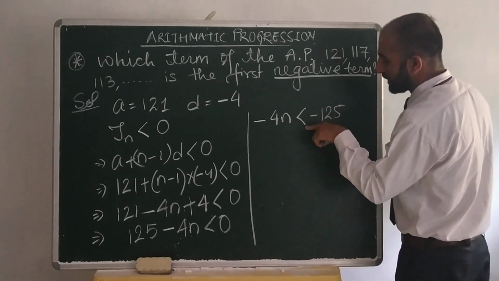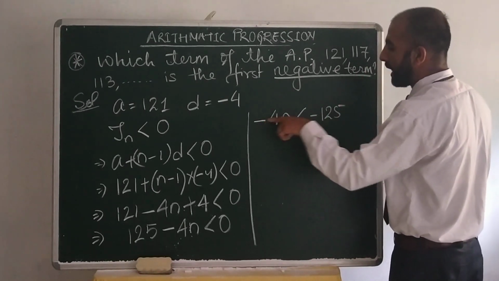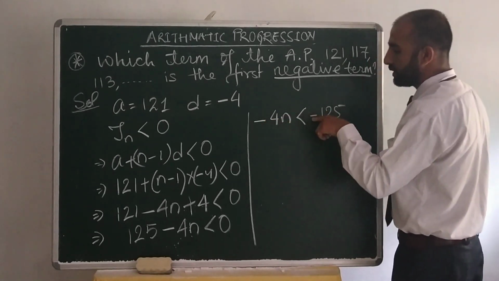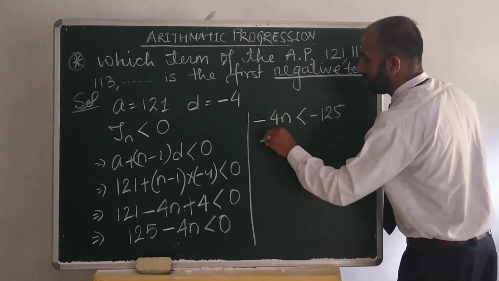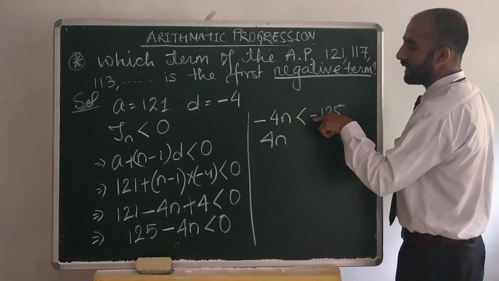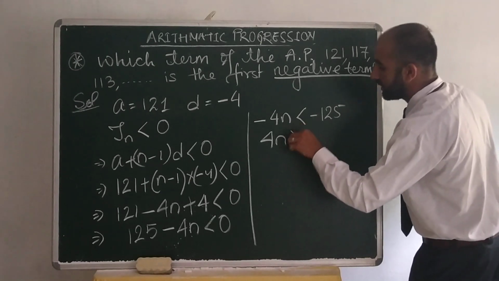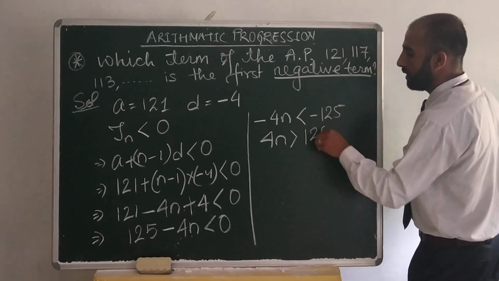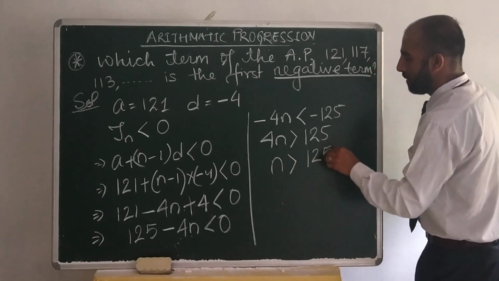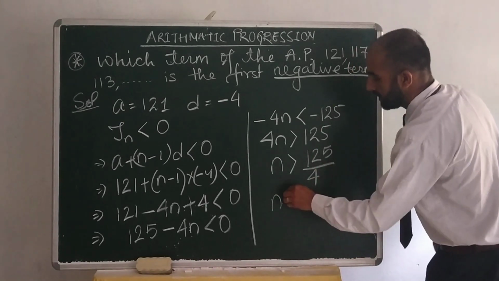Okay, this is an inequation, which we have done already before, and we know what we are supposed to do when we have to change this negative sign into a positive sign. So I'm going to change this negative sign into a positive sign. Just watch it carefully. 4n, I'm changing this negative sign into positive sign, so this inequality sign will get reversed. That means 4n is greater than 125. So n is greater than 125 by 4.